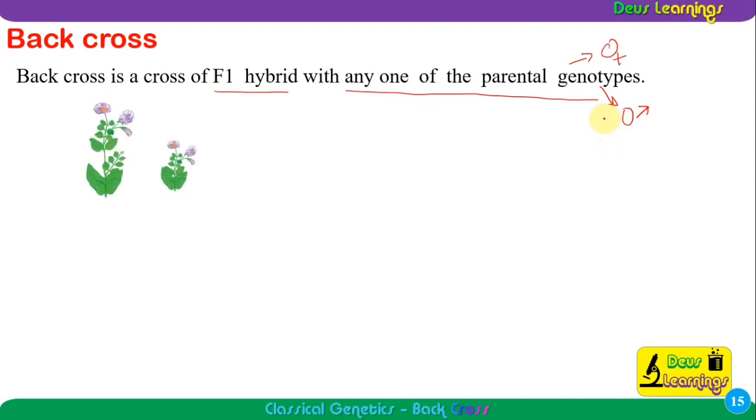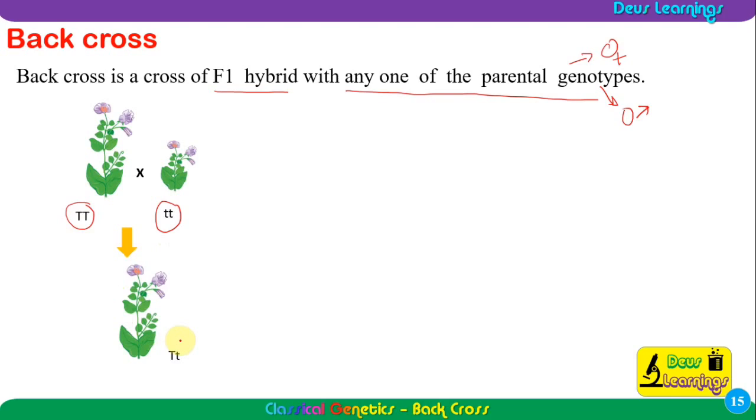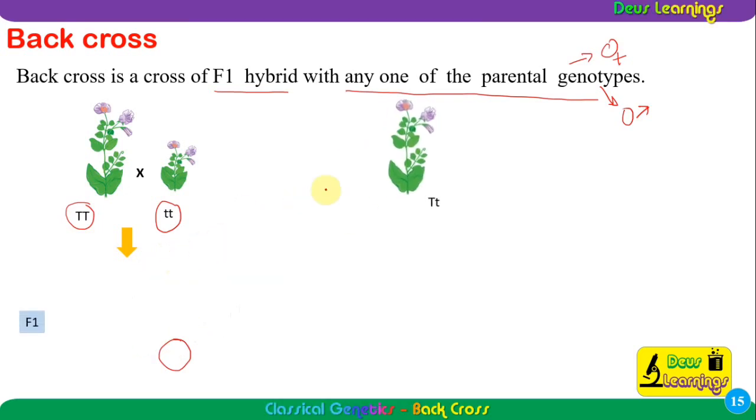Let's see an example. We have 2 plants and we are crossing them. One is homozygous dominant trait, the other is homozygous recessive trait, and when you cross them, definitely you are going to get a hybrid heterozygous dominant trait. If this heterozygous dominant trait is crossed with a parental genotype, either the tall genotype or the short genotype, that condition we call a back cross.